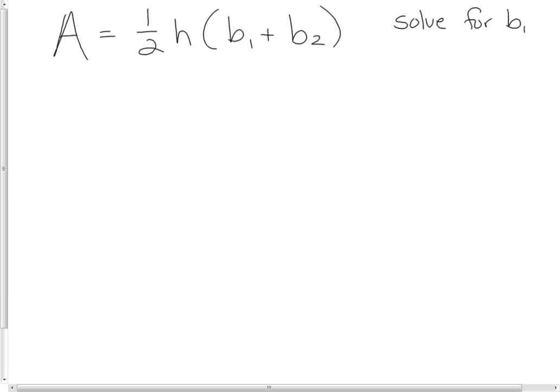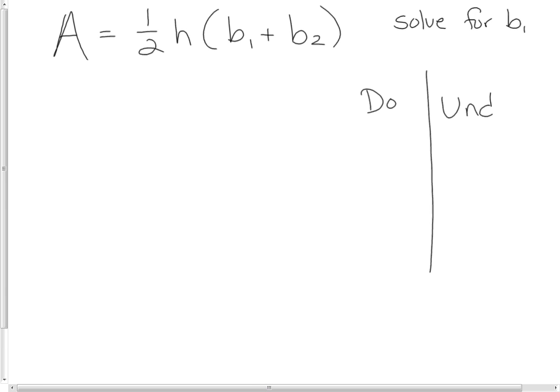Here's a second example. This is the formula for the area of a trapezoid. It is the area equals 1/2 times the height times base 1 plus base 2. We're going to solve this equation for base 1, or for b1.